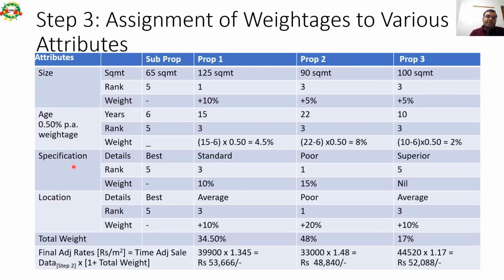Then the third parameter is specification. The subject property to be valued has the best specification, ranking 5. However, property 1 has average specification with ranking 3. So we have to improve.